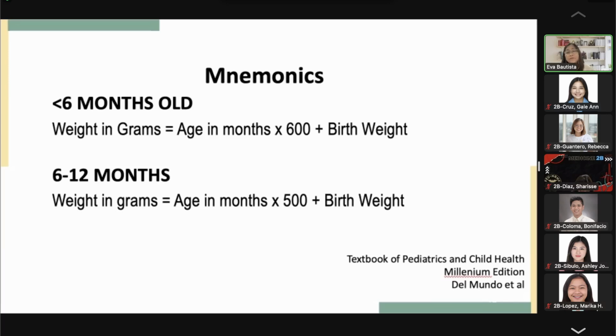For 6 months to 12 months, we get the age in months times 500 grams plus the birth weight. So what if there is no mention of the birth weight of the infant? Then we use the 3 kilogram standard birth weight of Filipinos, which is equivalent to 3,000 grams.